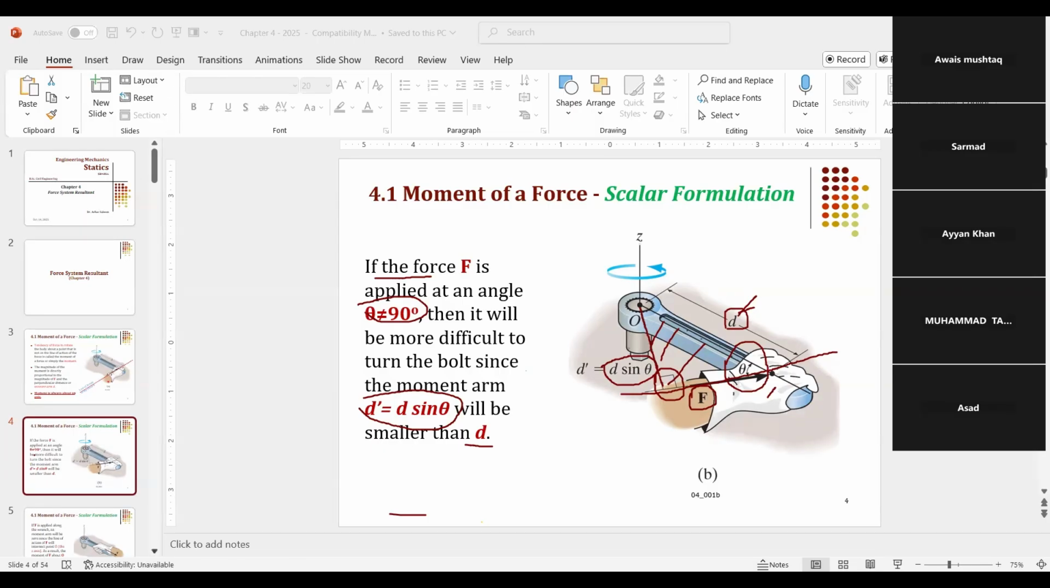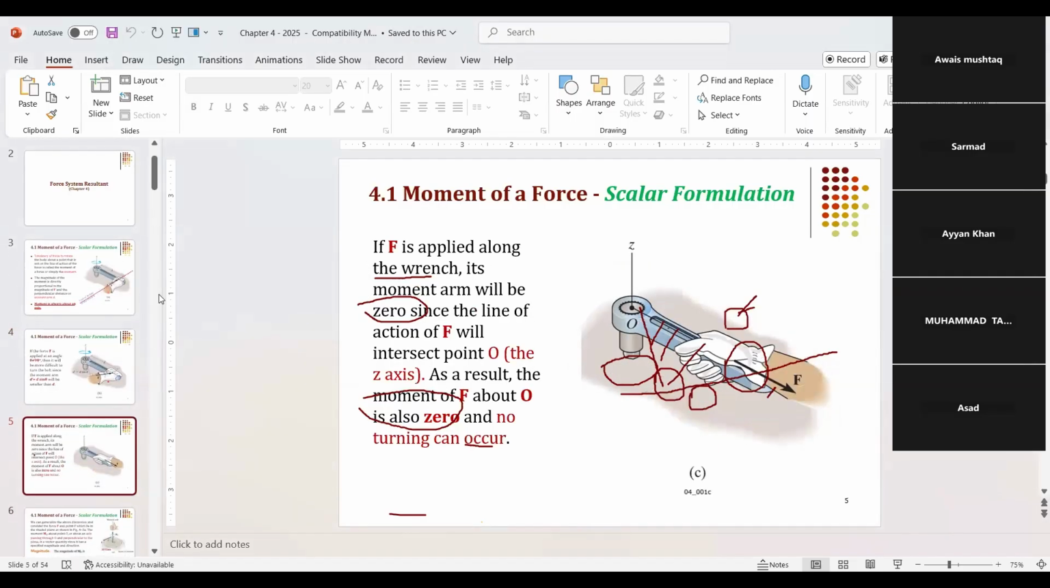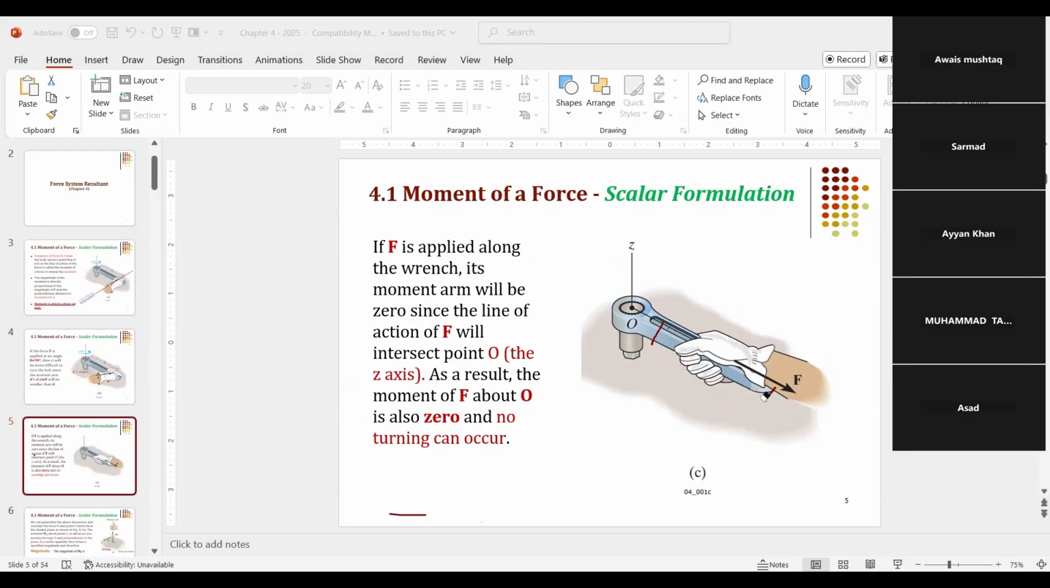Okay, moving forward. Next slide. I will clean this first. Now you see another figure.